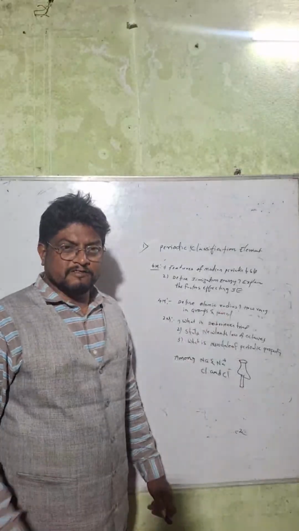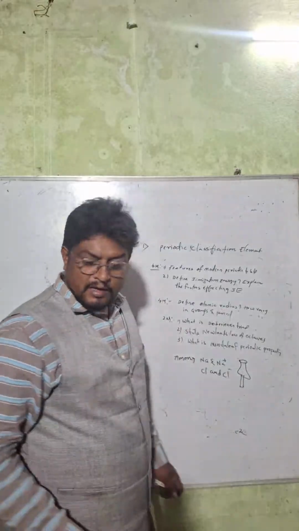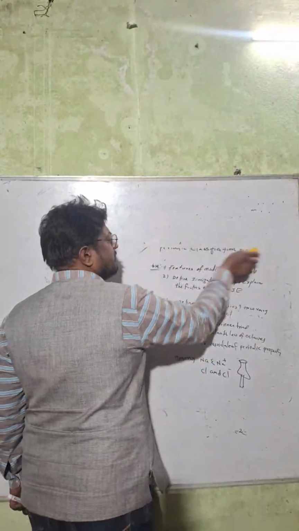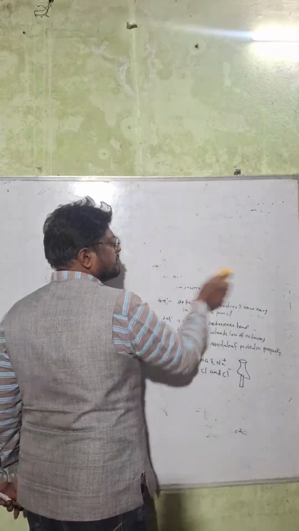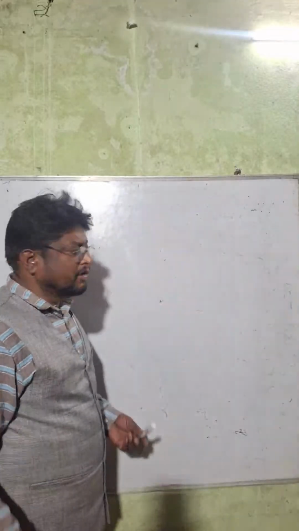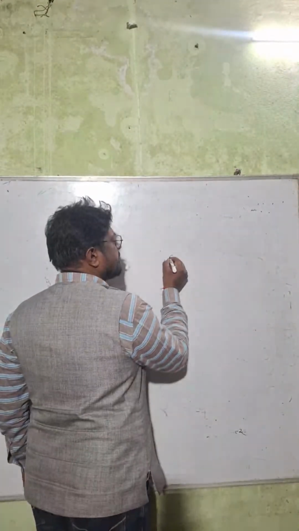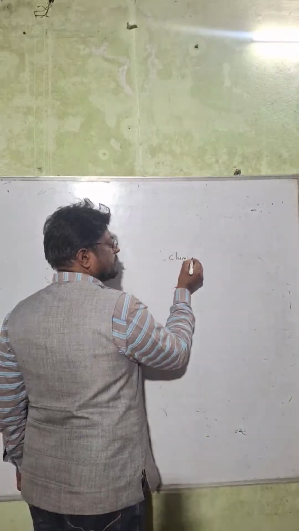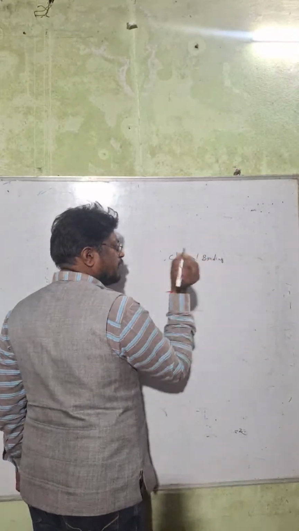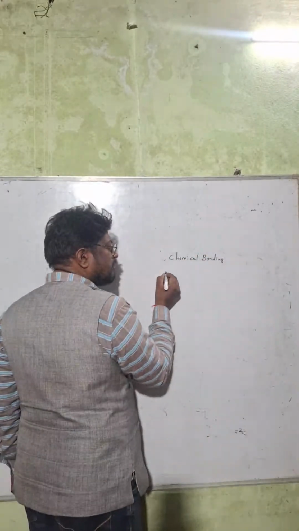Okay, now I'm going to the next, the 8th chapter bullet questions. Here I'm writing the 8th chapter bullet questions. The 8th chapter is chemical bonding. In chemical bonding, first, the 6-mark question.